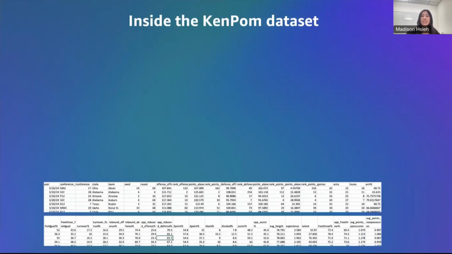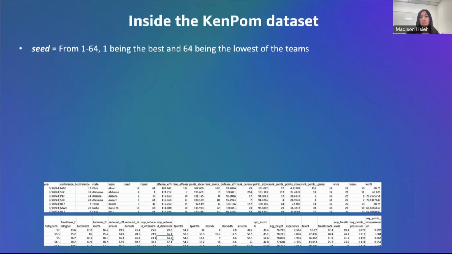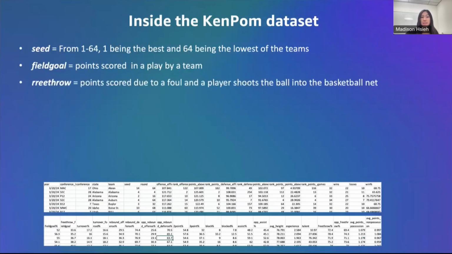Okay, and then lastly, the KenPom dataset, which is the historical dataset. So it has seed, which is again 1 through 64 for the 64 teams participating. 1 is the best, 64 being the worst. There's field goal, which is the points scored in a play by a team. This is meant to say free throw here, but that's the points scored due to a foul when a player shoots the ball into the basketball net.